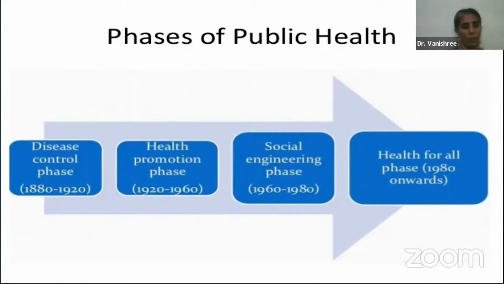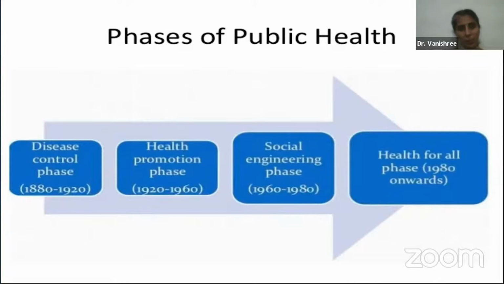And then came the health promotion phase, from 1920 to 1960. That was the time when the Bhore Committee was constituted in our country, and people tried to start PHCs and sub-centers and take health to the rural level. WHO was formed in between, in 1950. Then came the social engineering phase: what measures we can take in society. This also took into effect man's behavioral aspects, because NCDs also started coming up on a big scale in those countries.